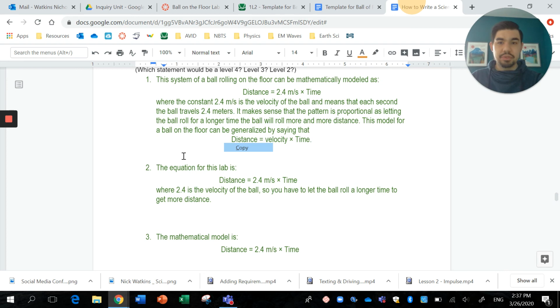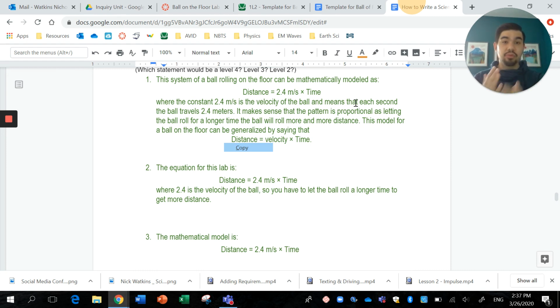So as far as the level 4 statement, the system of the ball rolling on the floor can be mathematically modeled as distance equals 2.5 meters per second times time. Notice our mathematical model is very clearly defined, right? We have our distance, which is our y variable, equals our a value, 2.4, times time, which would be our x horizontal variable. And then we explain it, where the constant 2.4 meters per second is the velocity of the ball, and that means that each second the ball travels 2.4 meters.